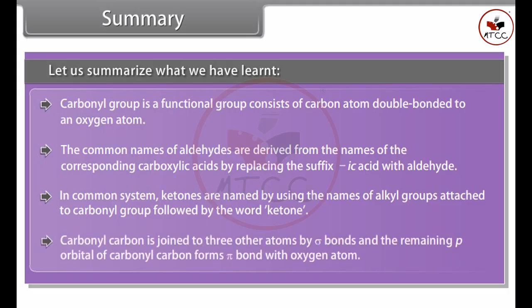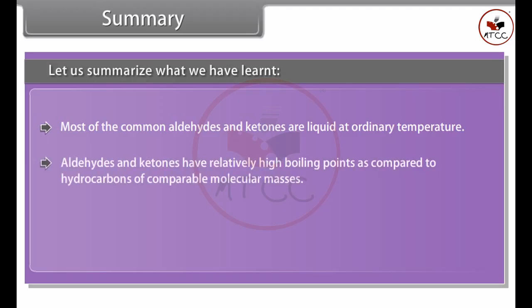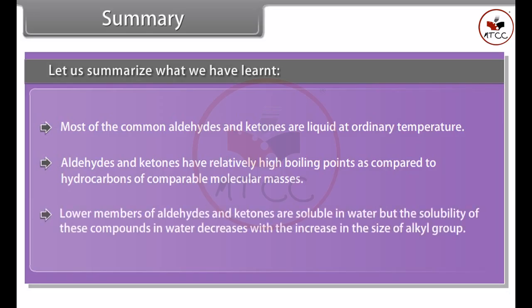Carbonyl carbon is joined to three other atoms by sigma bonds, and the remaining p orbital of carbonyl carbon forms a pi bond with the oxygen atom. Most of the common aldehydes and ketones are liquids at ordinary temperature. Aldehydes and ketones have relatively high boiling points as compared to hydrocarbons of comparable molecular masses. Lower members of aldehydes and ketones are soluble in water, but the solubility of these compounds in water decreases with the increase in the size of the alkyl group.